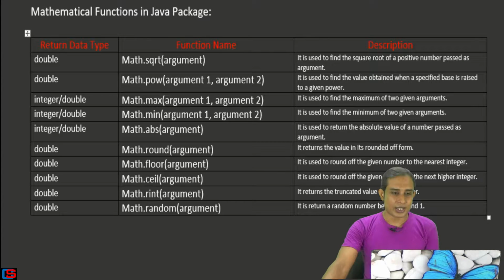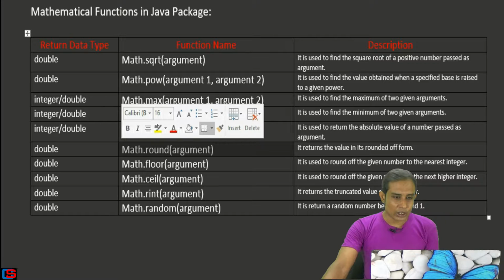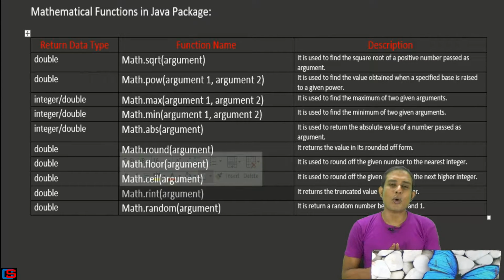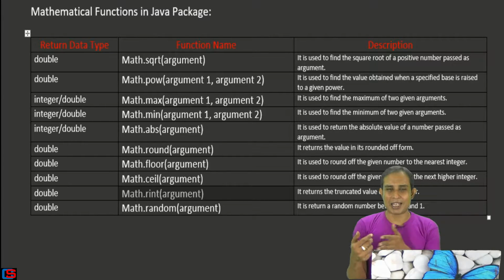Now come to the two functions, very interesting. One is math.round and another one is math.rint. Both functions actually work the same way. They are going to round out the number, okay, not like the math.floor or math.ceil function. It is working in a mathematical way.